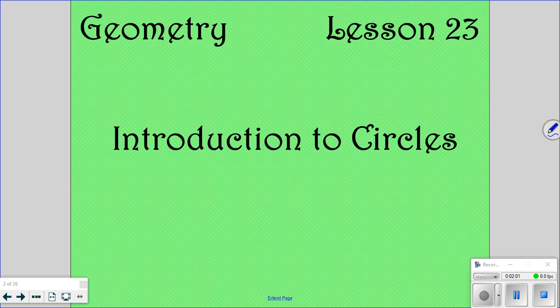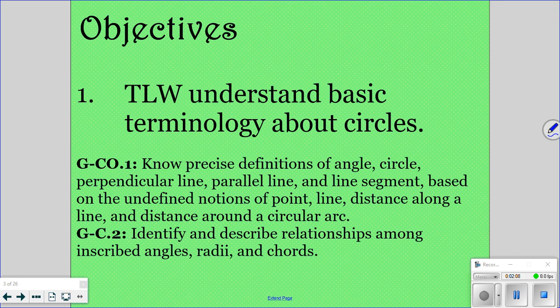So we're looking at lesson 23 today. We're going to do introduction to circles. So hopefully some of this will be review. Some of the basic terminology you should already know, but if not, it should be fairly straightforward.